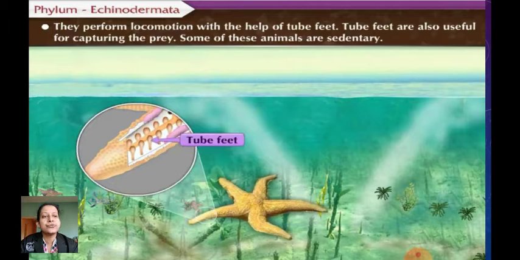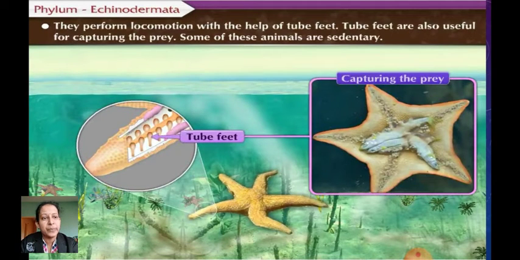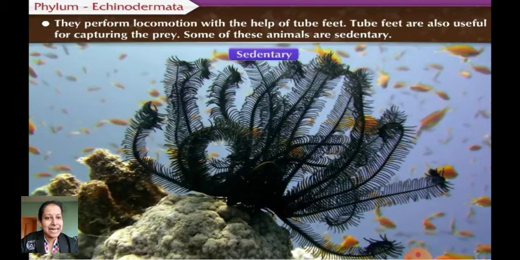Next, how do they locomote or move? They have a special structure called tube feet, with the help of which they can move from one place to another. And not only this, tube feet can also help in capturing the prey. You can see how a prey has been captured by the starfish. These structures that they are holding are called the tube feet, used not only for locomotion but even for capturing the prey. Now other characters: some of the animals are non-motile, and when they are non-motile they are also called sedentary animals.